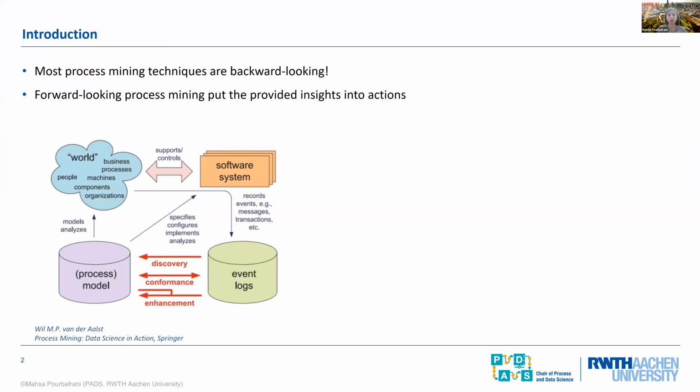For the introduction, as we know, there are process mining techniques that use the information from the real information system, which comes from real-world processes. And then we have these event logs that throughout this presentation I will refer to as fine-grained event logs, because they are at the detail level and have all the details of information and events that have happened in our process. And then we have three main categories: discovery, conformance, and enhancement.